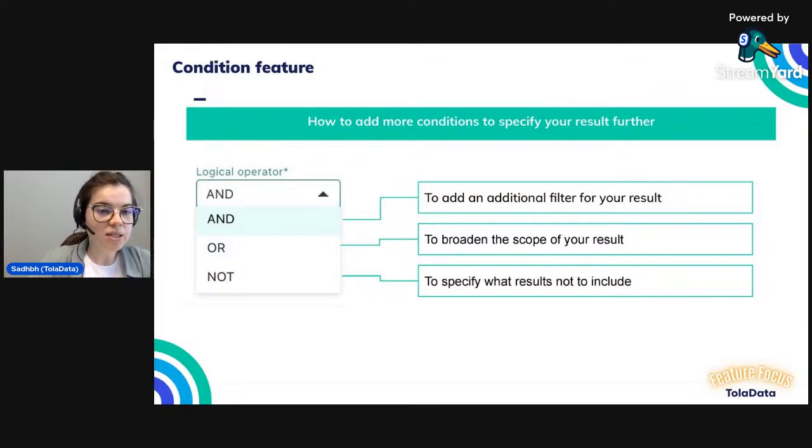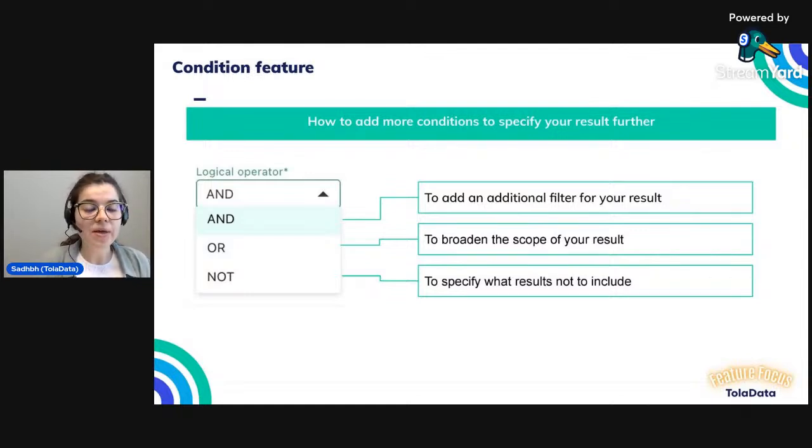The next one is the or operator, and this will allow you to actually broaden the scope of your result. So say, for example, I want to know not only the number of women, but maybe I also want to know the number of non-binary individuals. In that case, you'd use or, so you can see the total number of all of the women, maybe all the non-binary participants.